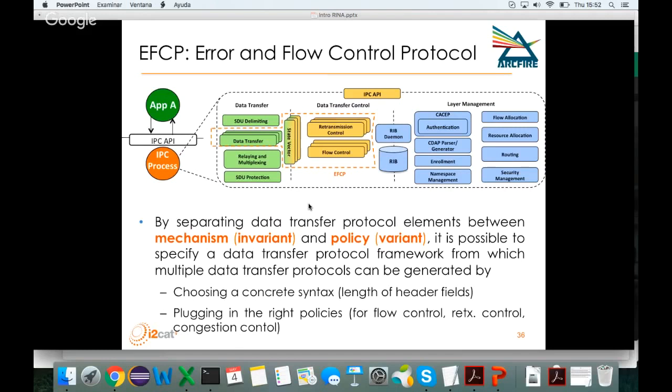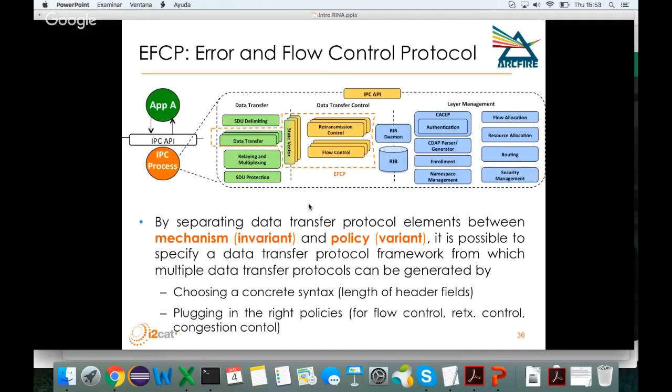So you have a generic header here, which doesn't have specific field values, like it has addresses, it has QoS ID, it has connection endpoint IDs, and so on. But in each layer, you can decide what is the size of the fields of the address, if they're unique addresses or not, what is the size of the fields of the QoS ID, and so on. And also, you can plug in the right policies.